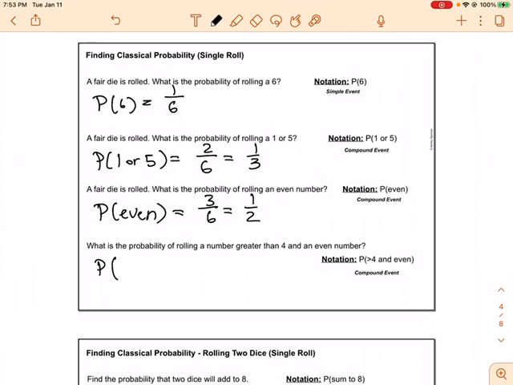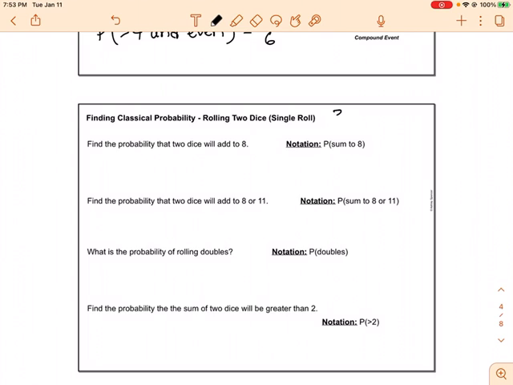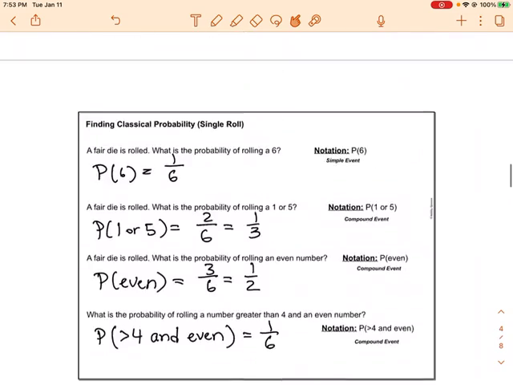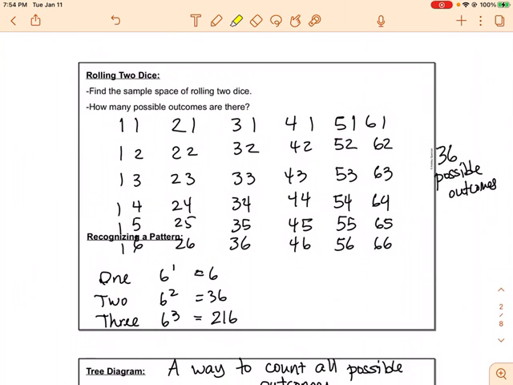What about greater than 4 and an even number? Okay, well, the only number greater than 4 that is even is a 6. There's only one of those out of 6 possibilities. 2 die. Remember, there's 36 possible outcomes, adding up to 8. So if you go back to your chart and look, the sum is 8. So where's the sum 8? Well, on this diagonal right here. How many is that? 1, 2, 3, 4, 5.